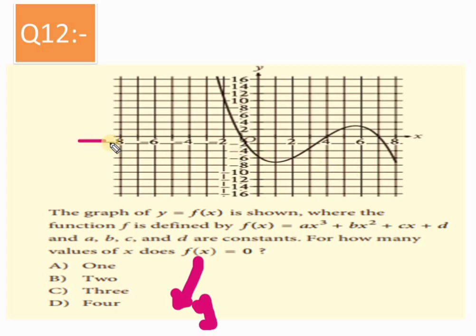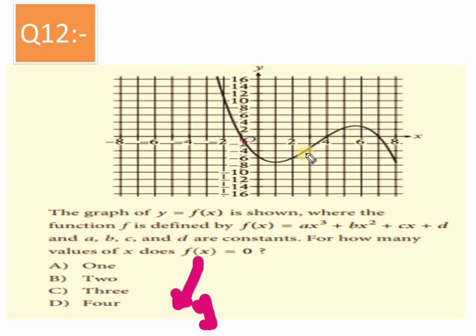So any point here on the x-axis has a y value of 0. This point, its y value is 0. This point, its y value is 0. And now, where is the point on the curve that has a 0 value for y? That means the intersection point with the x-axis.